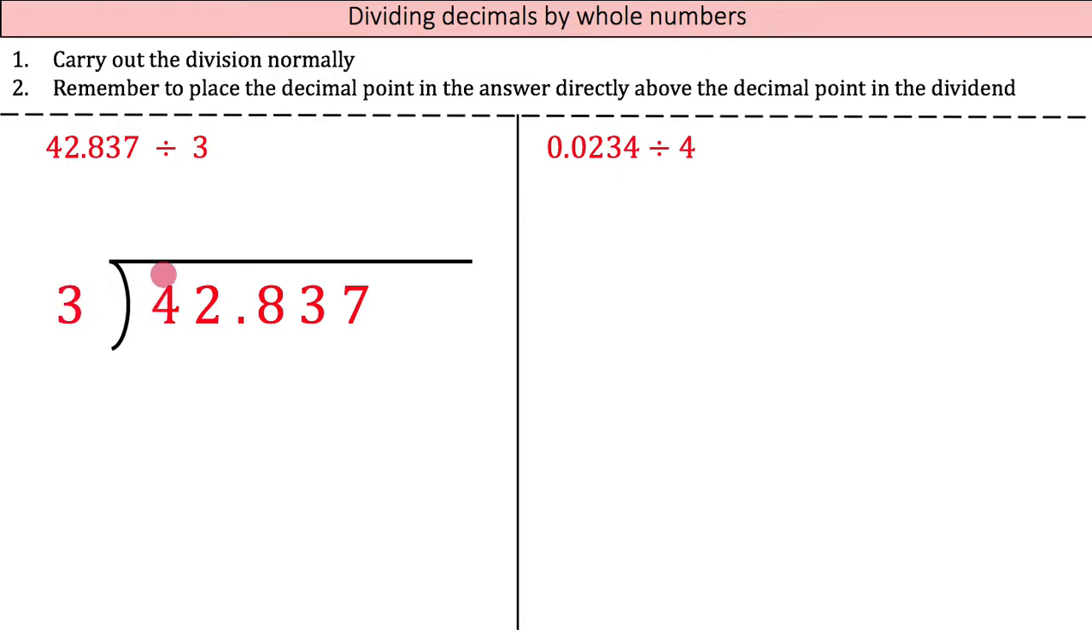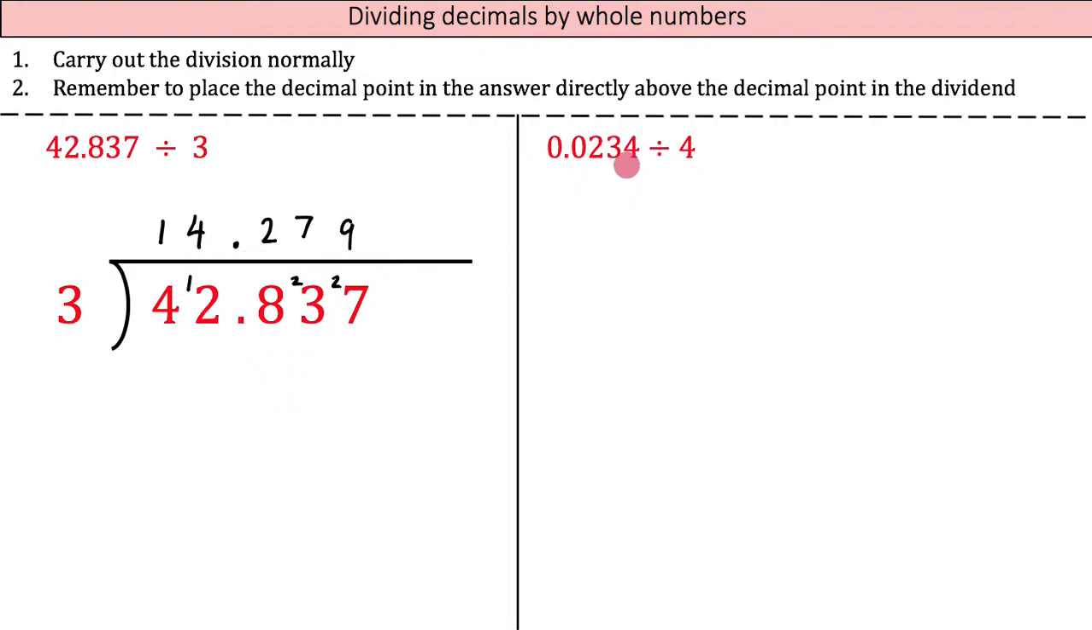How many times is 3 going to 4? It goes in once with 1 left over. How many times is 3 going to 12? It goes in 4 times. And now I just bring my decimal place straight up. How many times does 3 go into 8? It goes in twice with 2 remainder. How many times does 3 go into 23? It goes in 7 times with 2 remainder. How many times does 3 go into 27? It goes in 9 times perfectly. So that means our answer is going to be 14.279.